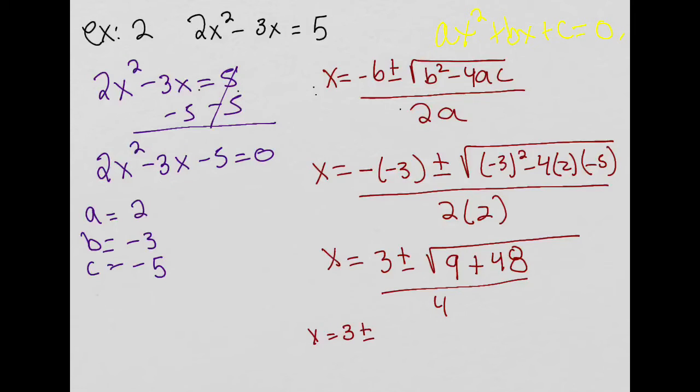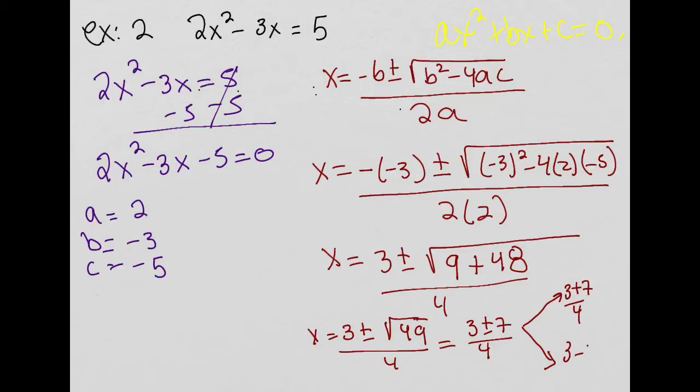X equals 3 plus or minus... So this is 49 over 4. Square root of 49 is 7 over 4. So from here is where we split into two things: the 3 plus 7 over 4 and the 3 minus 7 over 4.